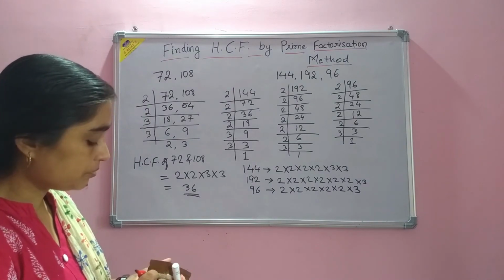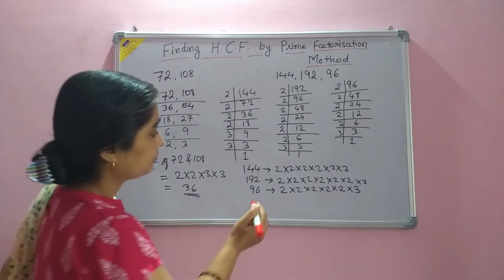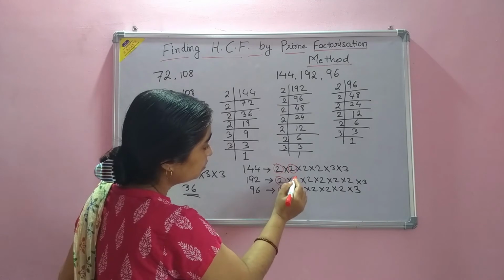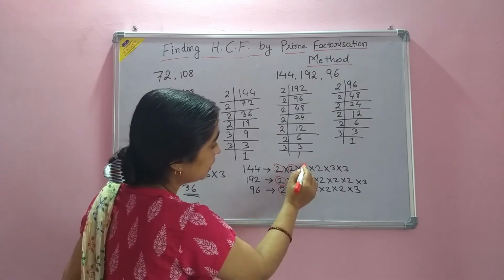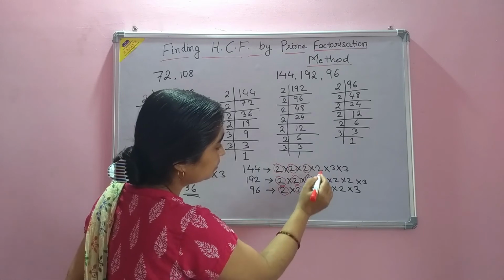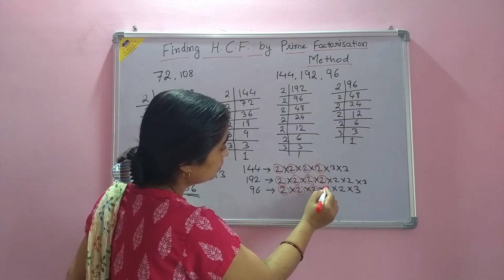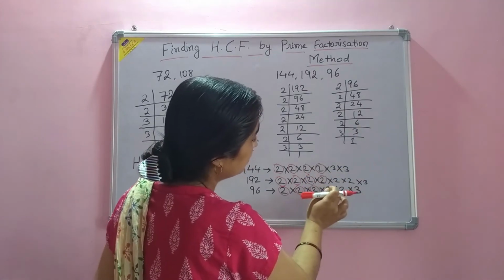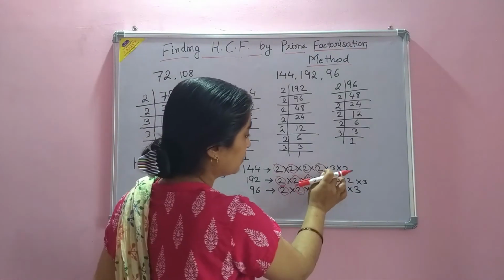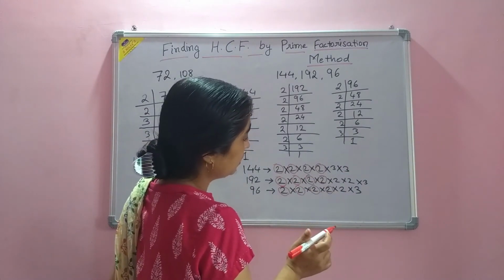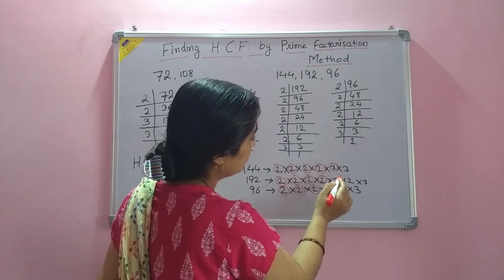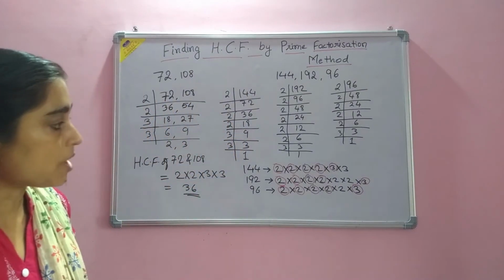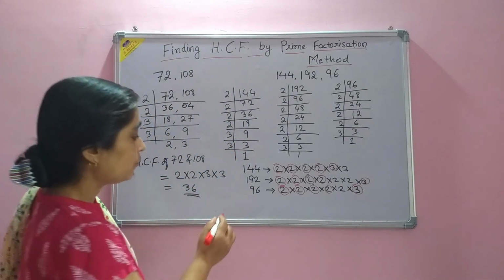The common factors between these three numbers are 2, 2, 2, 2. Then one more 2 is not over there, so we will not select it. After that 3 is there, 3 is here also and here also. After that no prime number is common. So we have the HCF.